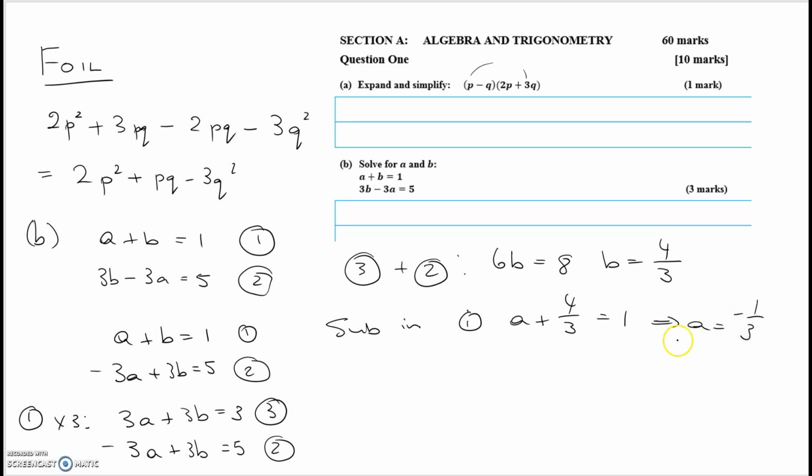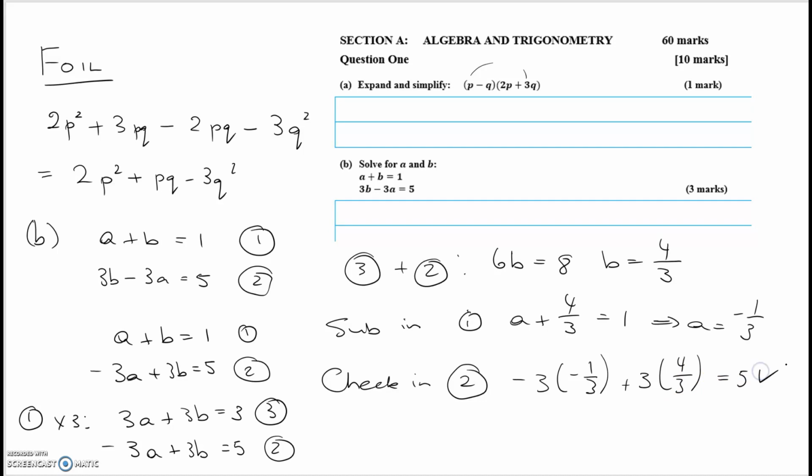Now make sure you check this, not in number 1, check it in number 2. So you've got negative 3 times negative 1/3 plus 3 times 4 over 3. And yep, that equals 5. So check. For that one, there was 1 mark for some suitable method, 1 mark for finding b, and 1 mark for finding a.